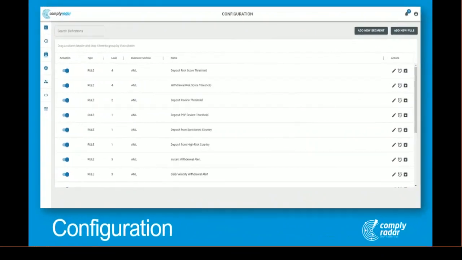Then this gives you an idea of the rules. So these are the standard rules. You have all the rules over there. For example, you have the deposit risk score threshold, withdrawal risk score threshold. These are all rules which you can switch on or off. It's very important that you can switch on or off. You might ask me why.